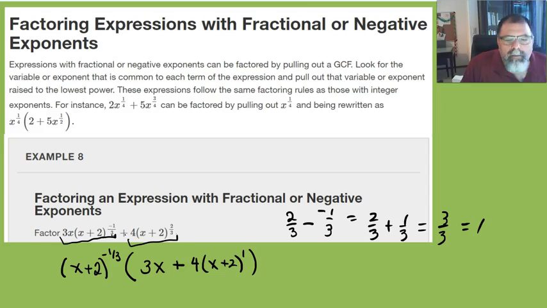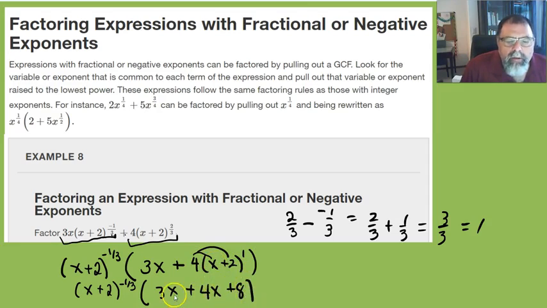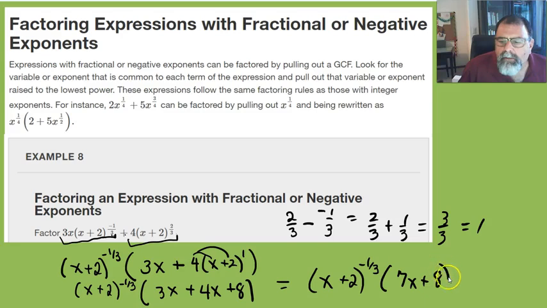And then this can be simplified further by, right, you can drop that 1 and the parentheses and then distribute the 4. So x plus 2 to the negative 1/3, 3x plus, now I'm going to distribute the 4. Now if this was a square, you would have to square that first, but since it's 1, just ignore it. It goes away. 4x plus 8, and then you can combine these like terms. So x plus 2 to the negative 1/3, and then I get 7x plus 8. And that would be my final answer there.